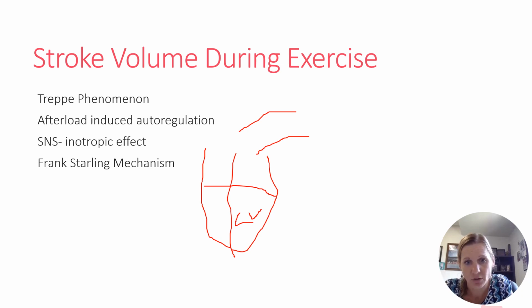Okay. If the pressure in the aorta is 140, then by default, the left ventricle needs to up its game, and the left ventricle will produce more pressure than that. So it'll be more like 141 or something along those lines. So that's a little bit about afterload induced autoregulation.